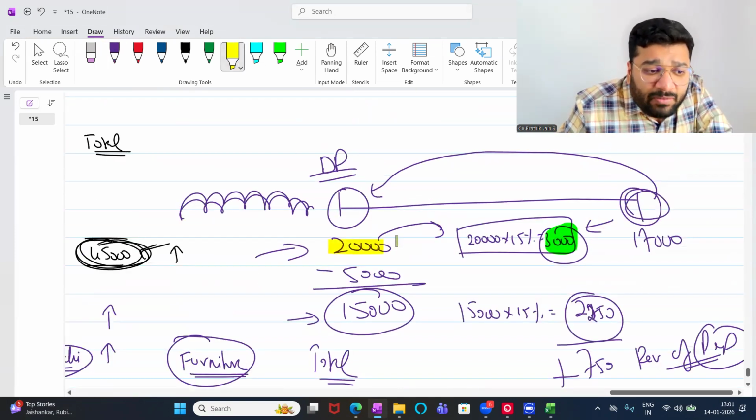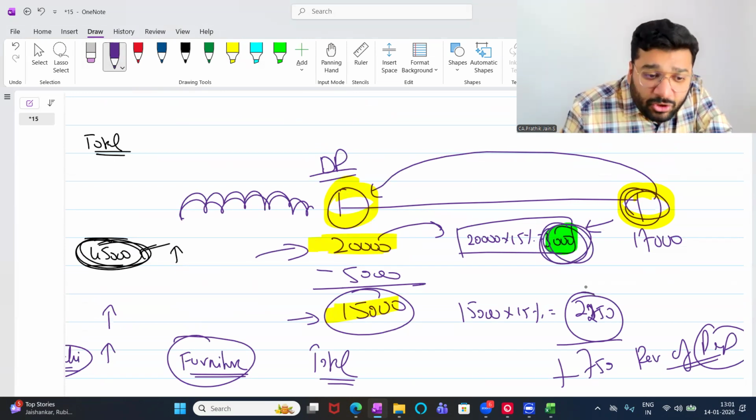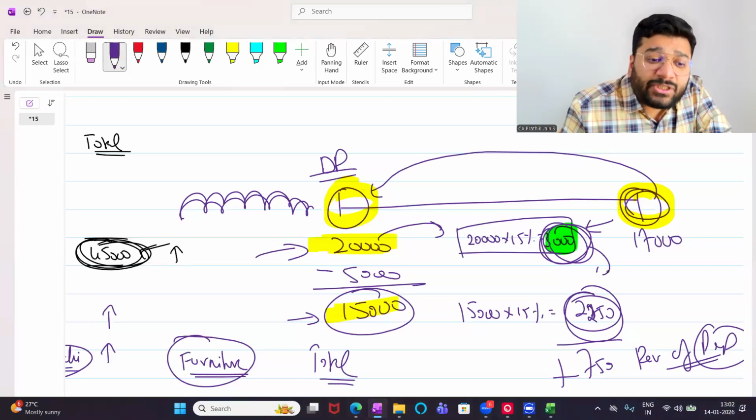The value of the asset we have in the books of accounts is 20. For consolidation purposes, when we did the revaluation we actually got to know the value of this asset is actually 15,000. In the standalone balance sheet the depreciation charged is 3,000. The actual depreciation in consolidation is 2250, so the extra depreciation charged is 750.